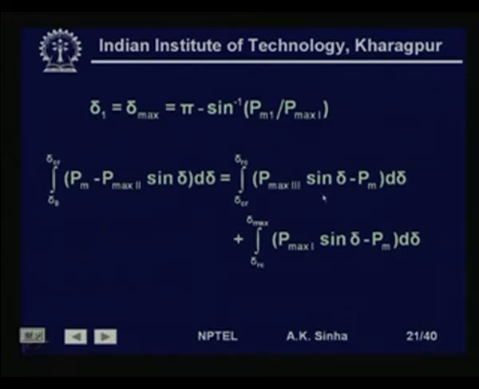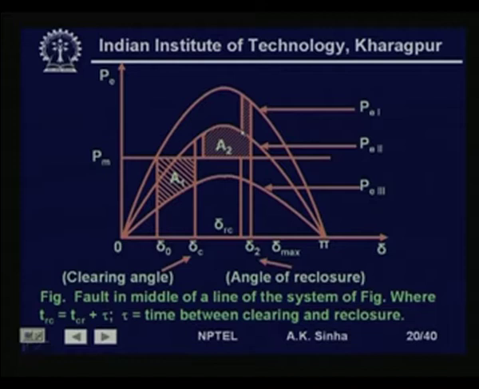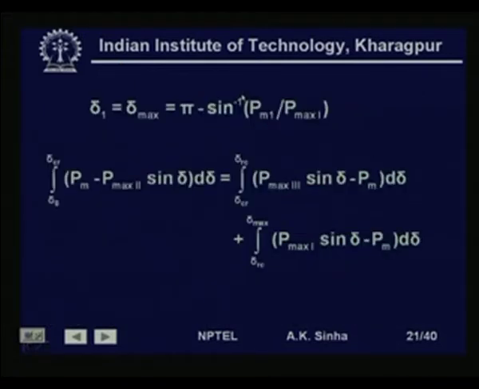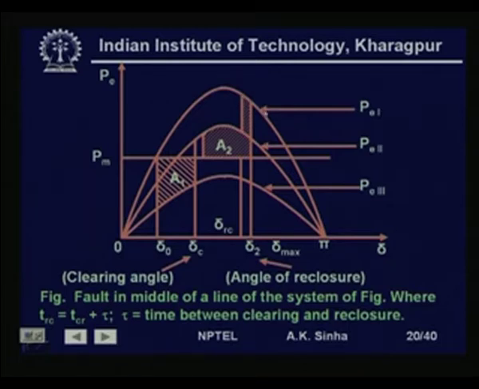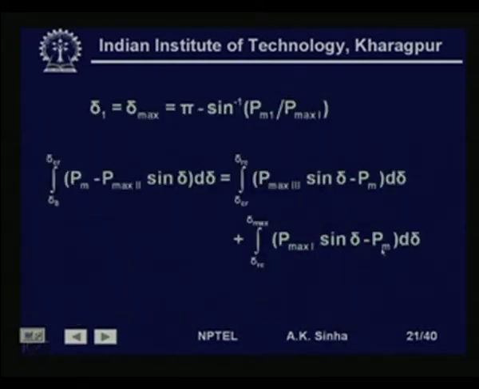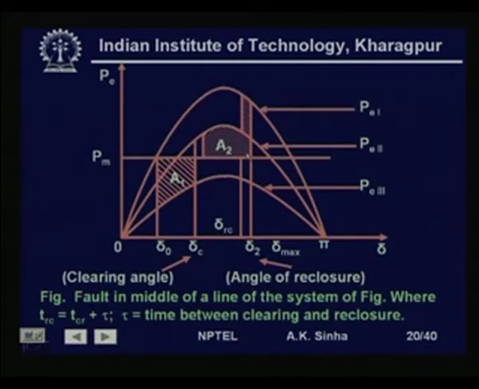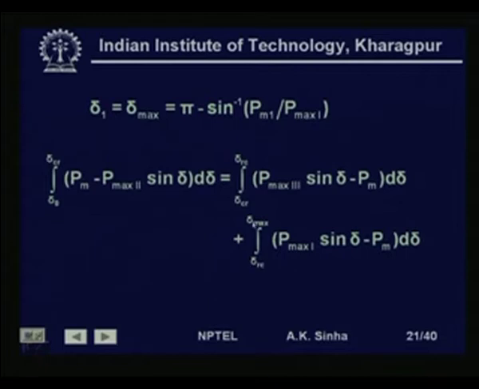This is the part that we get up to this point, that is this area, and from delta RC it jumps to this point. So, we have plus delta RC to delta max, P max 1 sin delta minus Pm, that is now the operating characteristics given by this. So, P max 1 into sin delta is coming, minus Pm, minus this. So, from here this area will be available for deceleration. So, this area is what we are talking about here, delta CR to delta max.